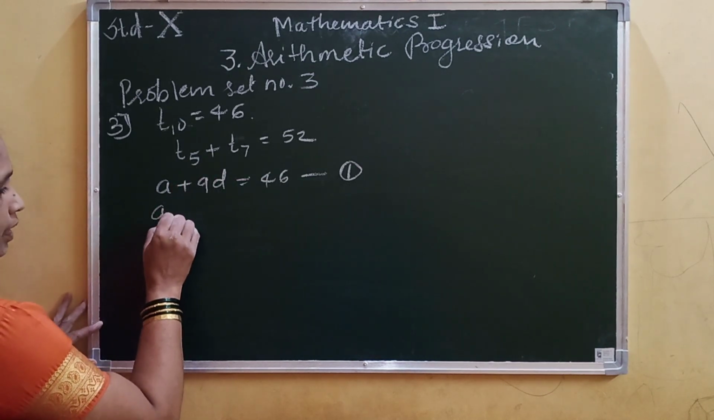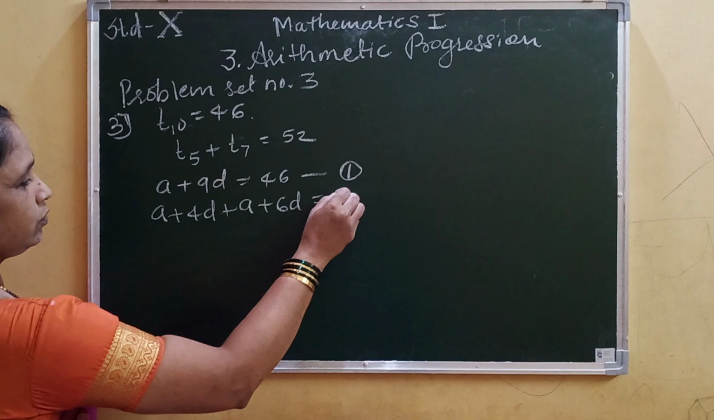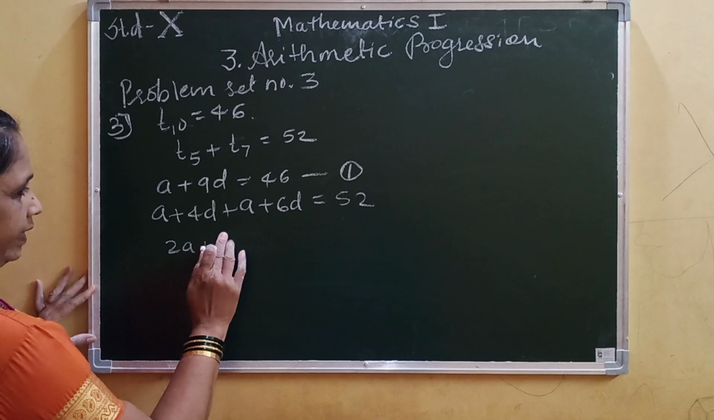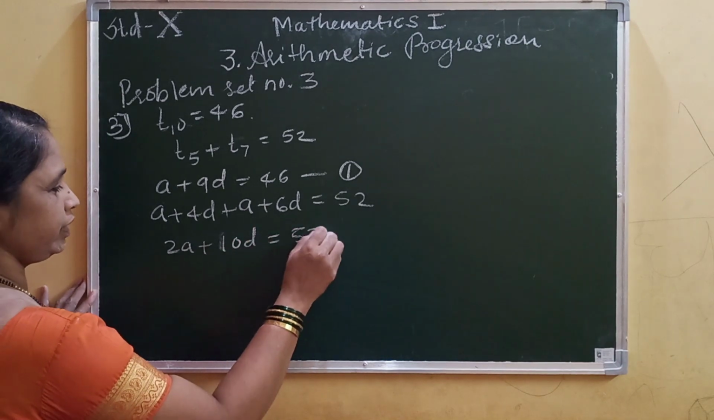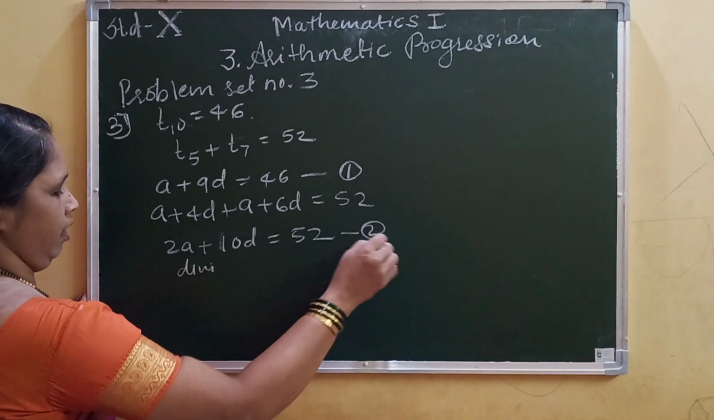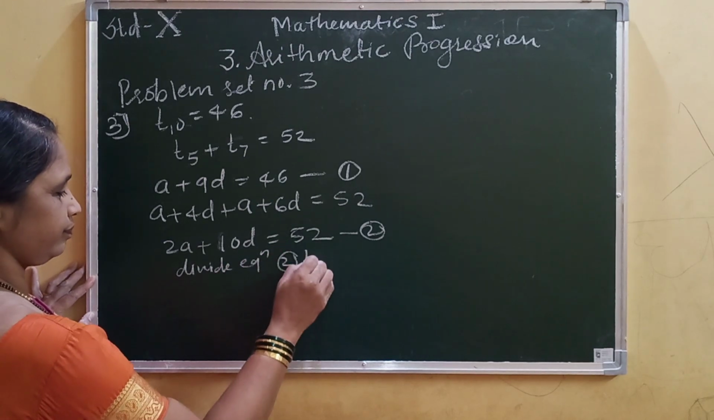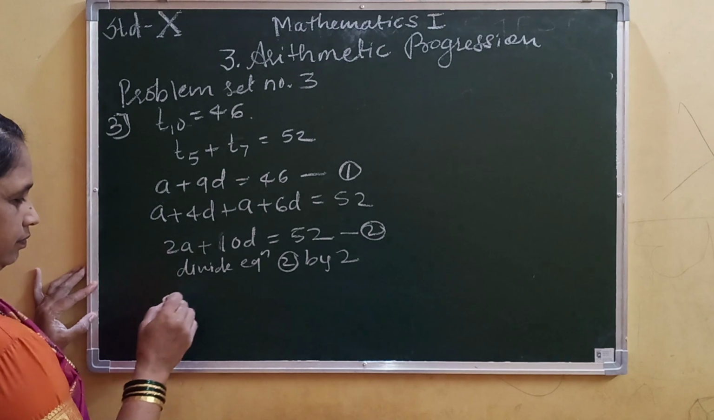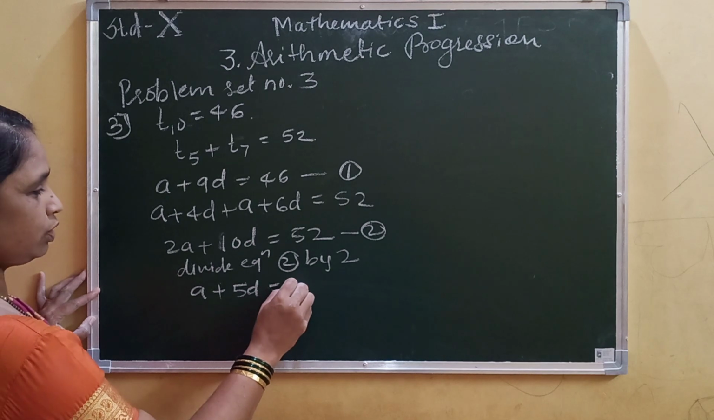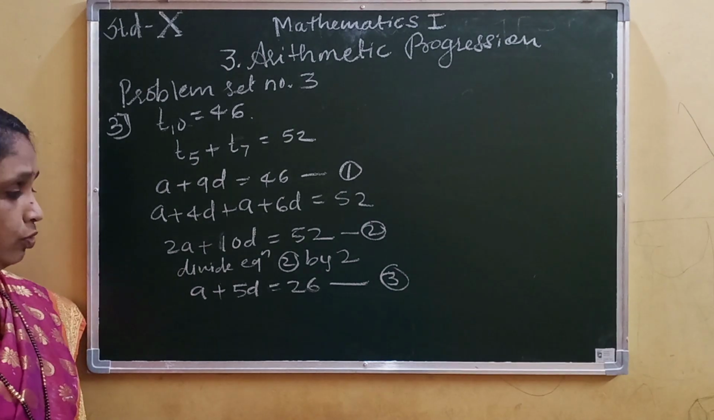Means T5 plus T7: A plus 4D plus A plus 6D is equal to 52. Means it will be 2A plus 10D is equal to 52. Means we will divide by 2. So it will be A plus 5D is equal to 26. Equation 3.